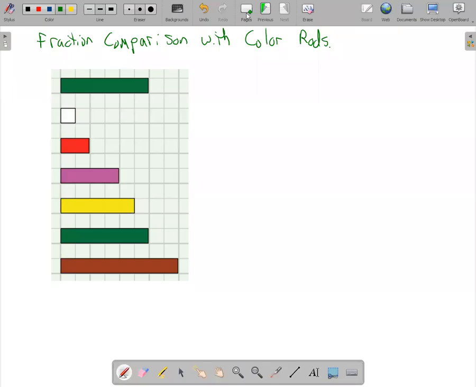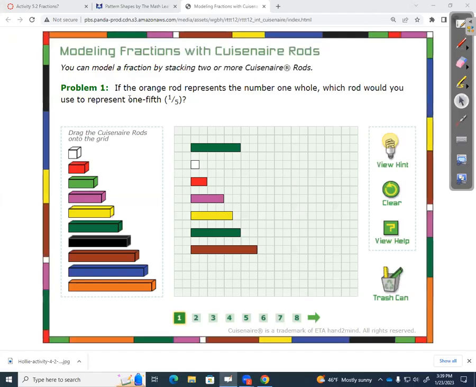So, fraction comparison with color rods, and I'm using this online app here. Something to keep in mind, whenever possible, when I'm working with kids, I am not going to have them on the computer. We have way too much time on screens, phones, tablets, laptops, whatever. My hope is you would have a physical set of these in the classroom. And more schools have these in the classroom these days.